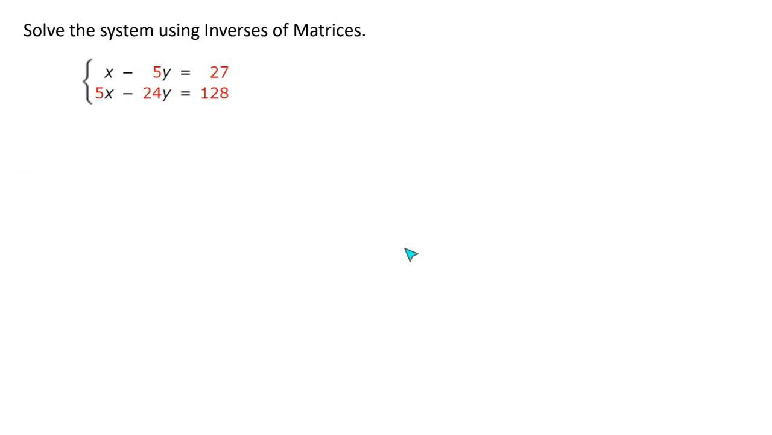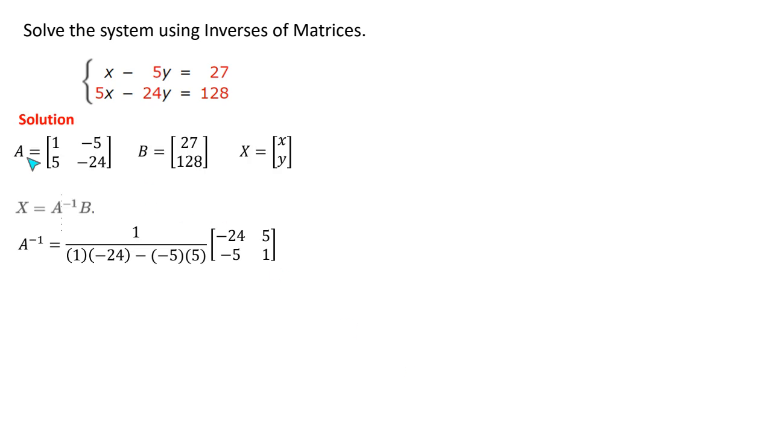Okay, so let's try this one. So again, first thing is find A. So A is 1, -5, 5, and -24. B is 27 and 128. And then X, well, I'm using my variables X and Y, so I get X and Y. I don't have an inverse, so I need to find the inverse.